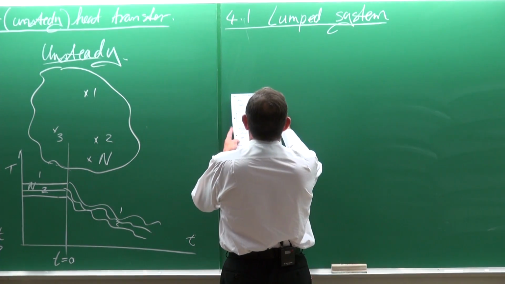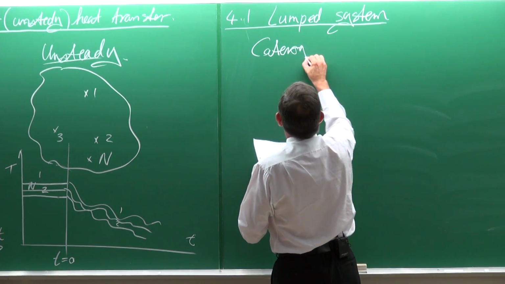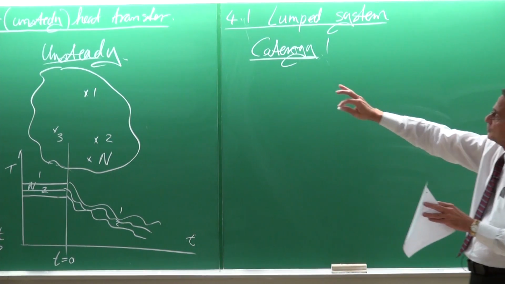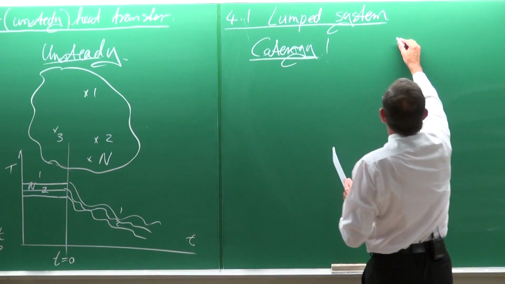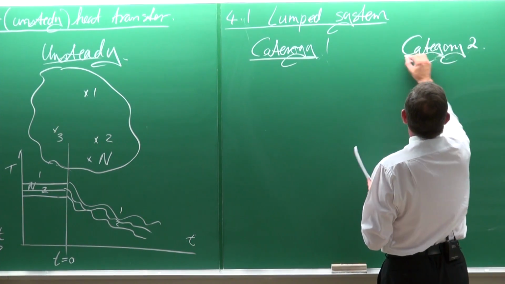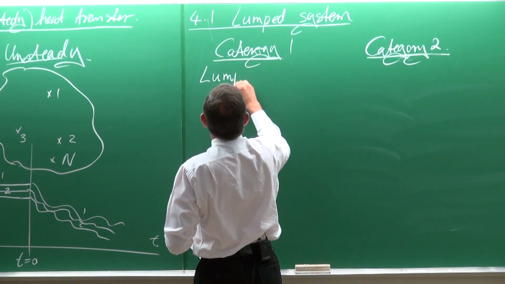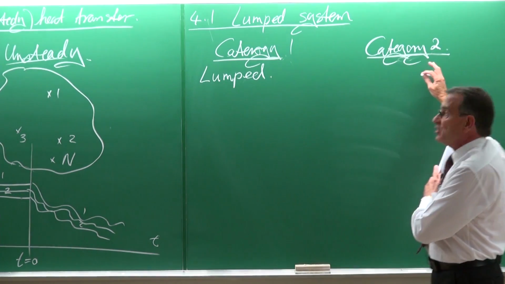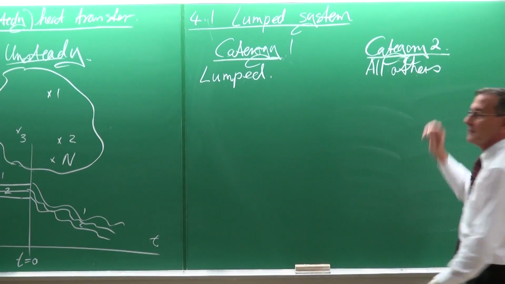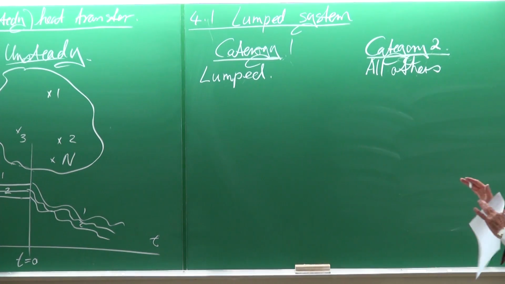So let's look at, I'm going to say, with this chapter, you can actually divide all the work of transient and unsteady heat transfer into two categories, a category 1 and a category 2. And the category 1 is the lump system approach. And the category 2 is all the others. Now, what is the difference between these two methods?